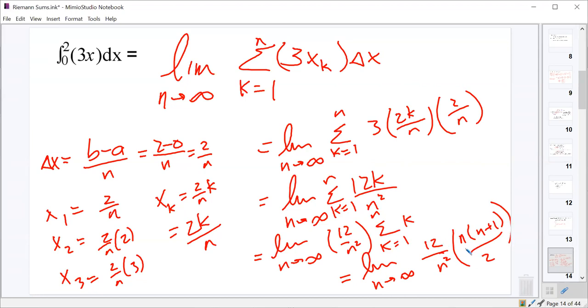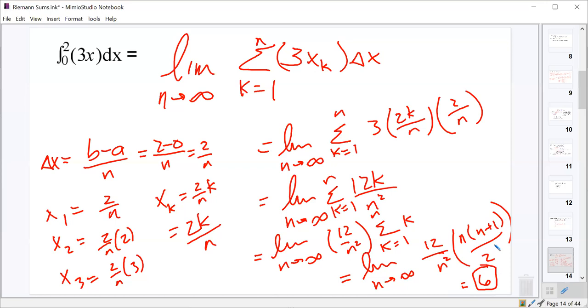And so now this just becomes a rational function, right? 12 times n plus 1 is 12n squared plus 12n over 2n squared. It's just a rational function where the degrees of the numerator and the denominator are the same. So divide the leading coefficients, and you end up with 6.